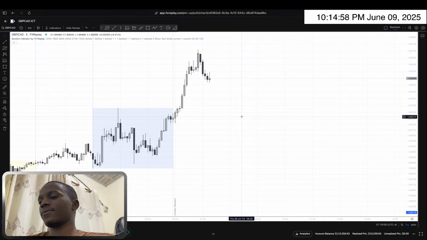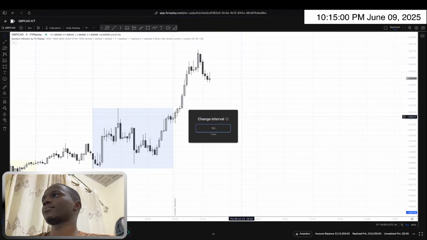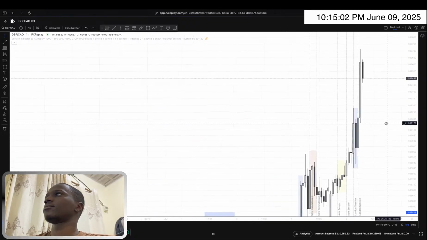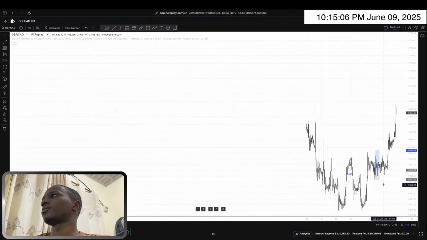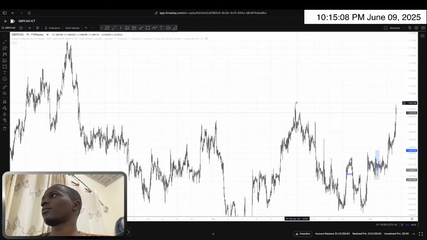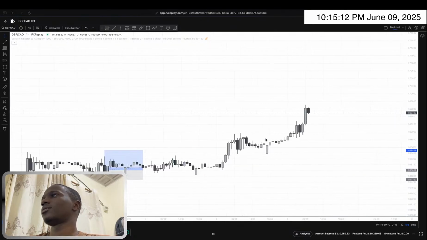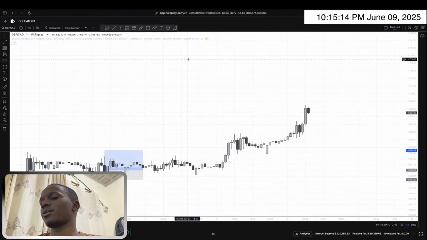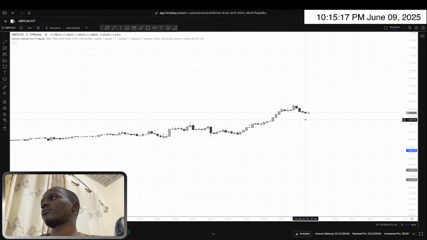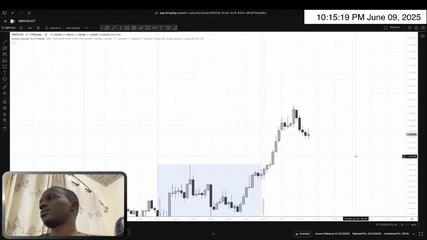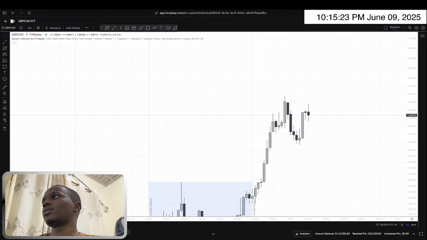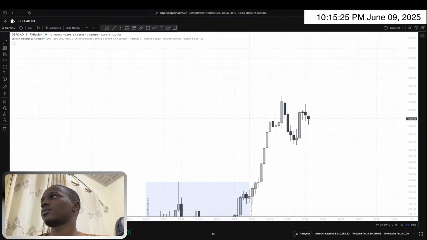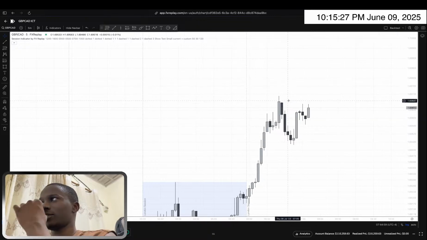And going on the 1 hour, you can see that this was a pretty push to the upside. I think we're about to take out this high as well, which means New York is about to do its thing. So back to the 5 minute. New York is already about to push to the next draw on liquidity. So it creates a fair value gap. We have a fair value gap there.